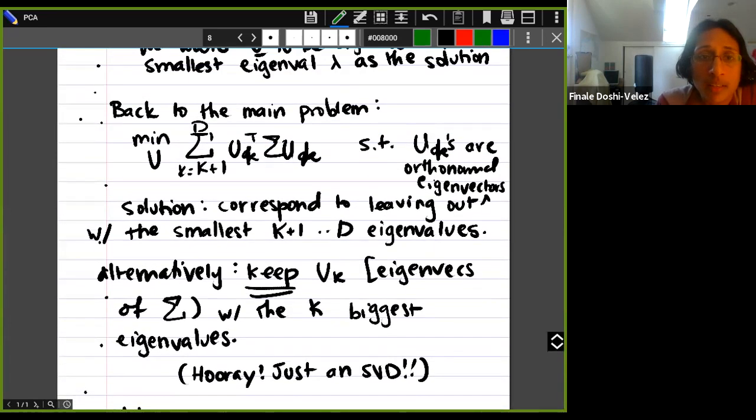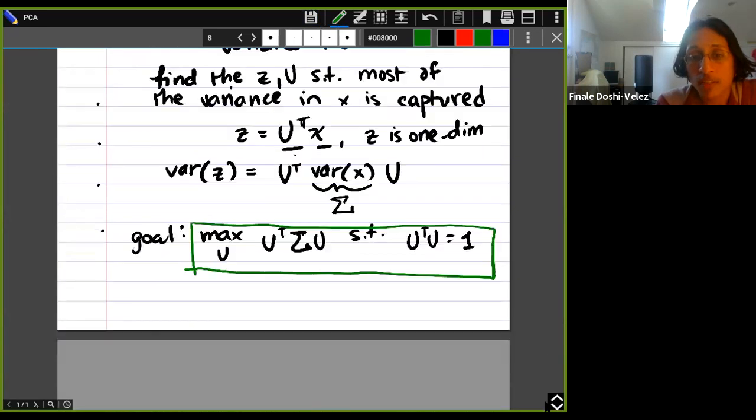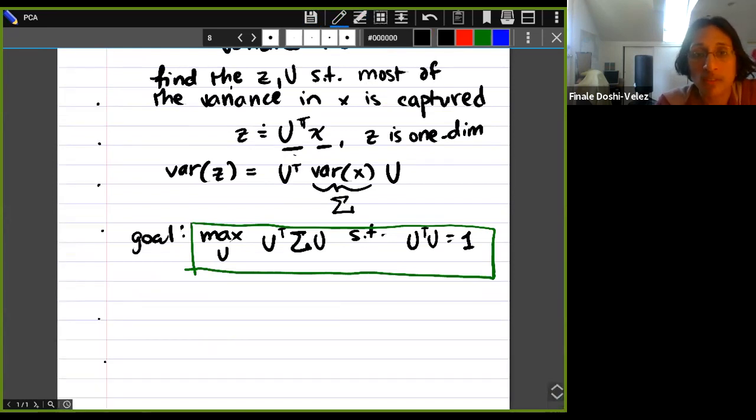is analogous to this expression here. This is telling us what to get rid of, not what to keep. But you can see that the expressions are the same, right? So either we want to get rid of the dimensions of least variation, or we want to keep the dimensions of most variation. We didn't set out with this notion of variance of Z is equal to U transpose variance of X U, but we end up in the same place. So that's why it's an alternate view of the same problem.